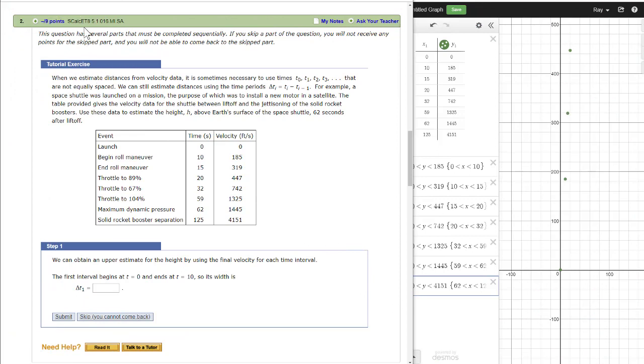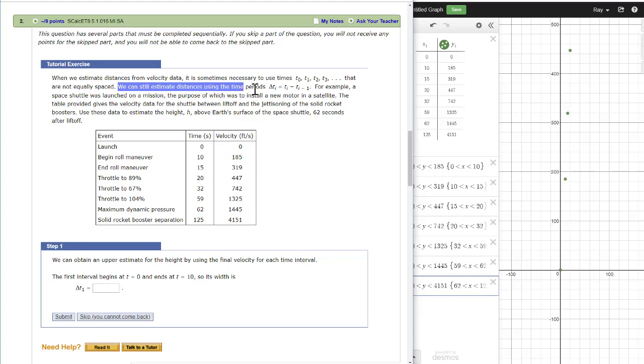Here's a question from our lab assignment, section 5.1. It says here, when we estimate the distance from velocity data, it's sometimes necessary to use times t0, t1, t2, etc. that are not equally spaced. So we might get used to collecting times and information where it's equally spaced, but sometimes it's not the case that we're going to be able to have that.